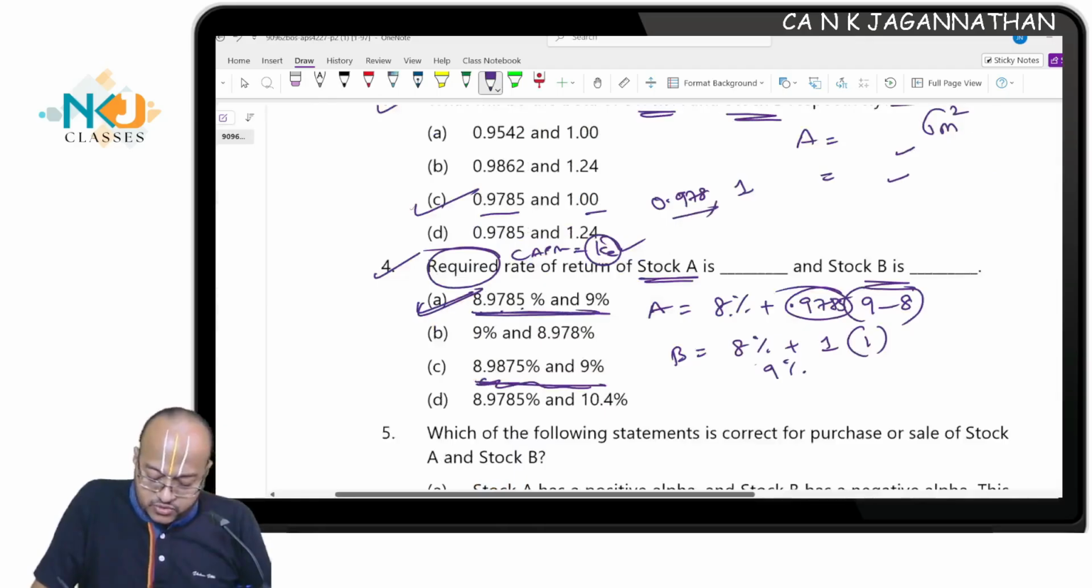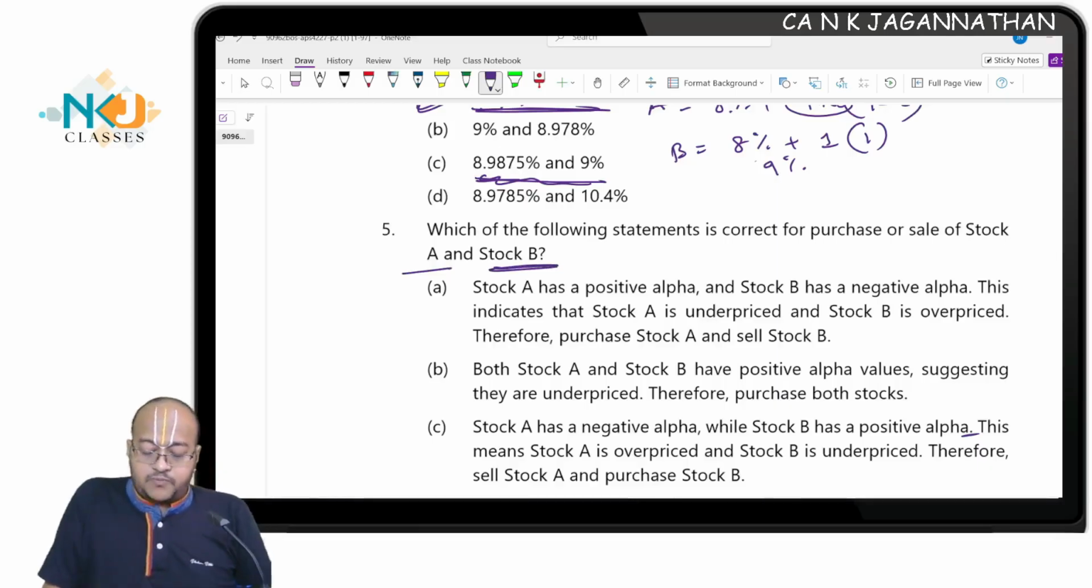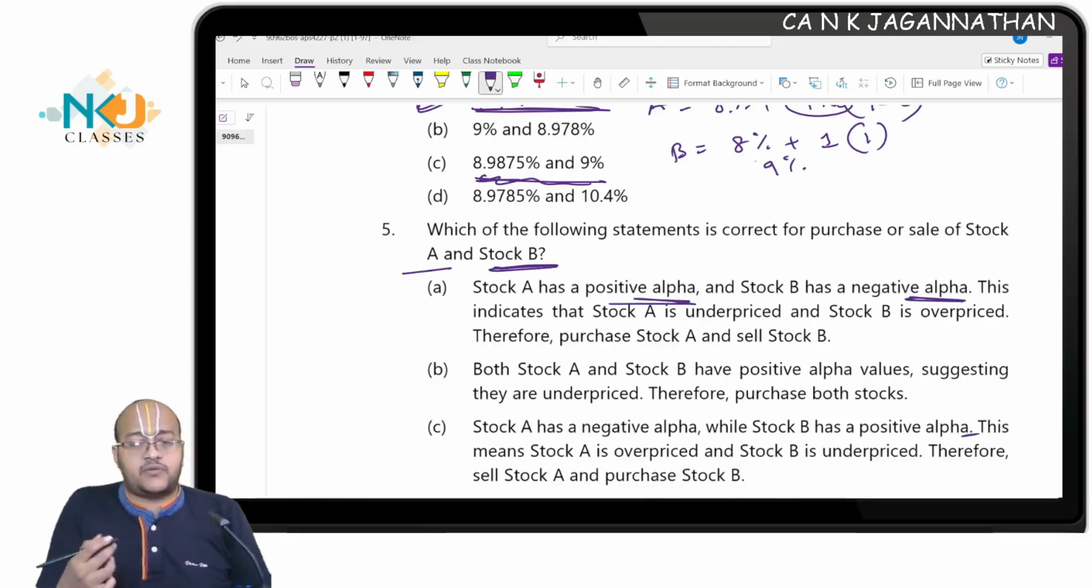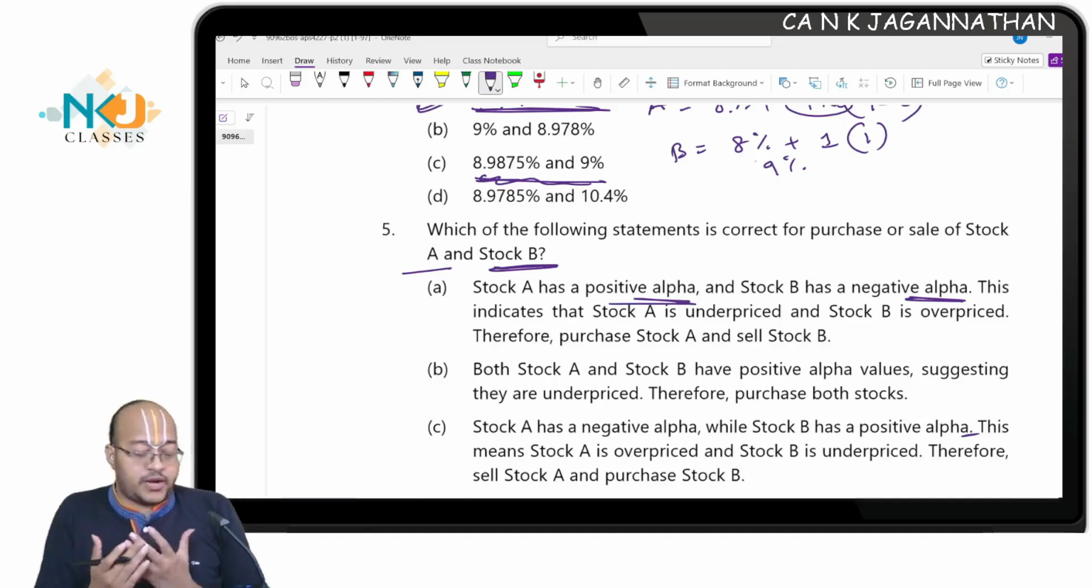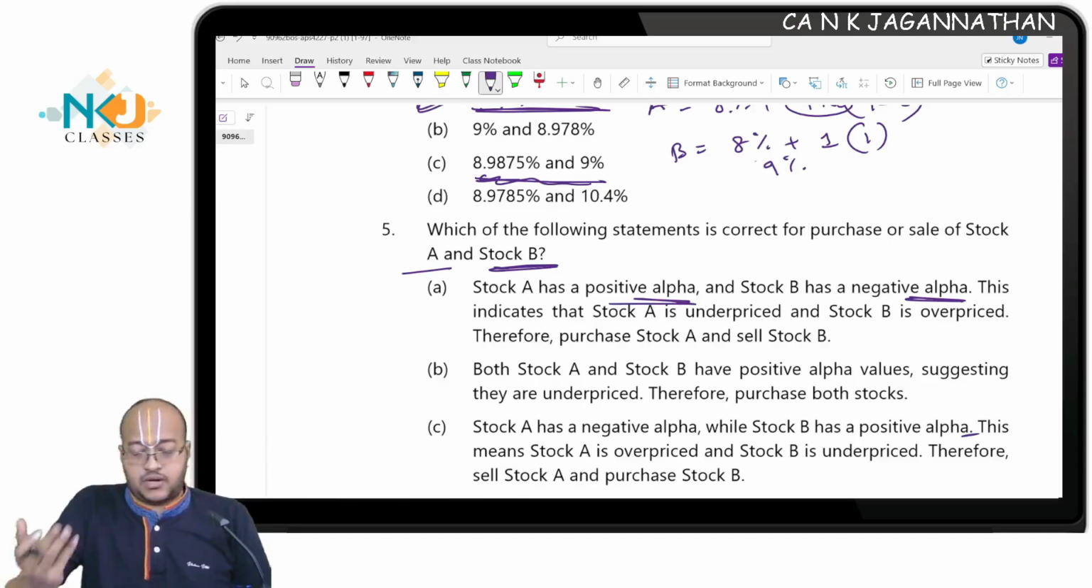Next, question number 5. Which of the following statements is correct for purchase or sale of stock A and stock B? See, now stock A has a positive alpha, stock B a negative alpha. You can easily calculate the alpha, Jensen's alpha, if you are trying to do performance evaluation. Jensen's alpha is nothing but the actual return or the mean return minus the required rate of return. It tells us about the under or overvaluation of the security based on expected return and the required rate of return.